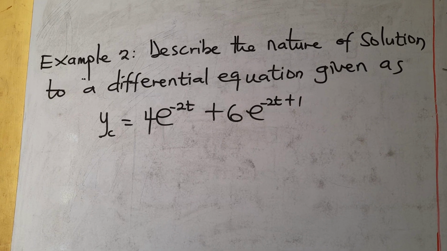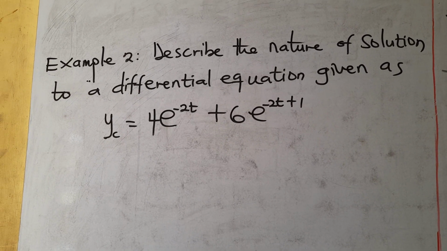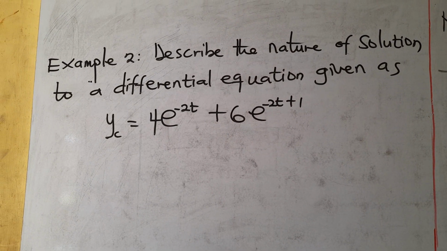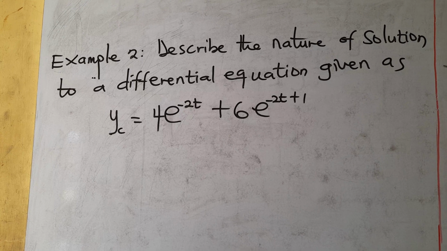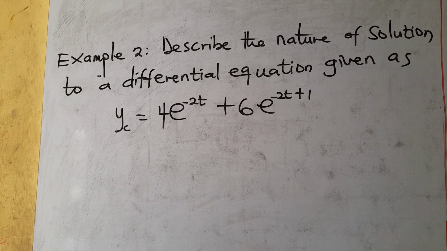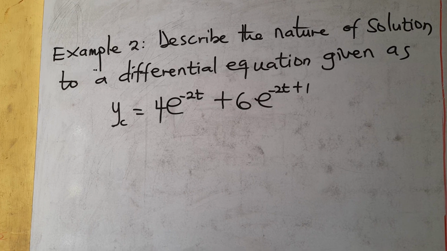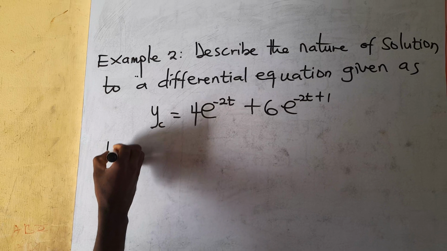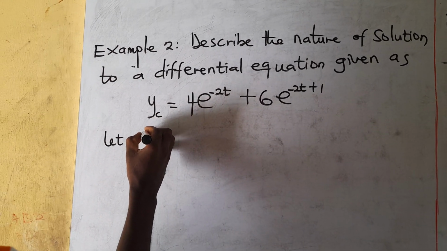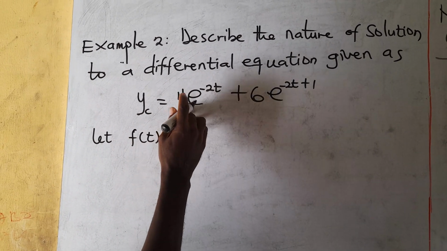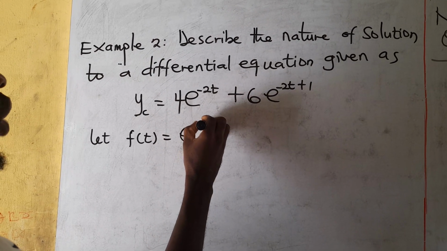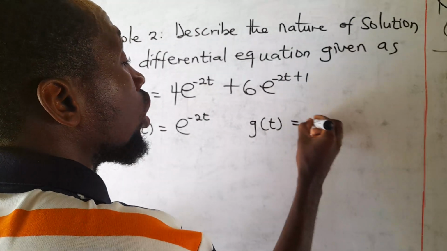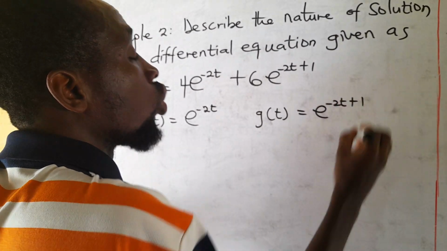So you can pause the video and try solving the question on the board. They describe the nature of solution to the differential equation given as y, that's the complementary solution, is equal to 4 e exponent negative 2t plus 6 e exponent negative 2t plus 1. So how do we do this? So remember, we let our f of t to be equal to the function. Ignore the constant. e exponent negative 2t. Then g of t equal to e exponent negative 2t plus 1.